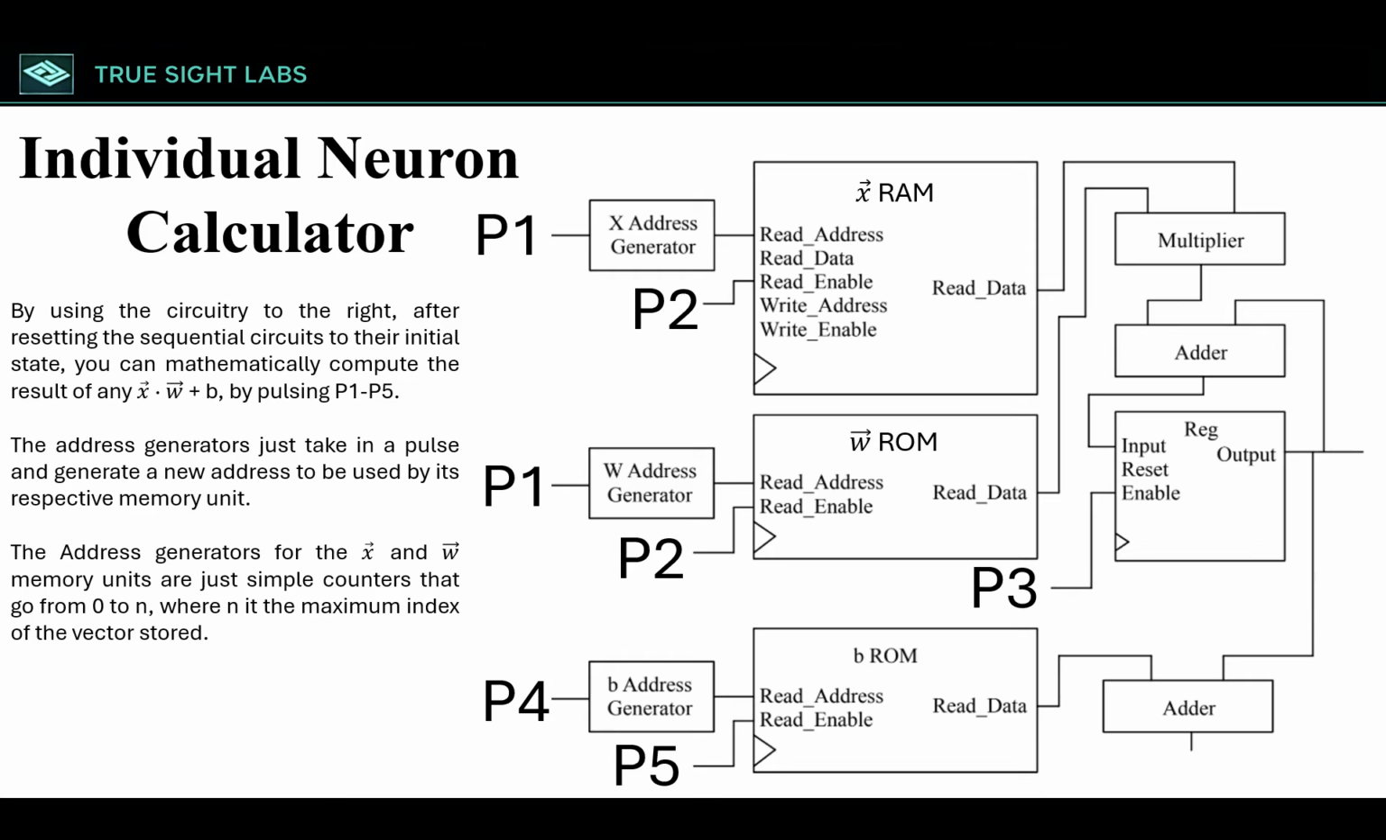We repeat that 3-pulse sequence over and over again until we've processed every element in the vectors, and at that point, the accumulator holds the dot product. Finally, we can handle the bias. Pulsing P4 selects the bias location, and in our case, that's always address 0. Then pulsing P5 reads the bias value, so we can add it to the accumulated dot product and produce the final neuron output. After P5 is pulsed, the calculation is complete.